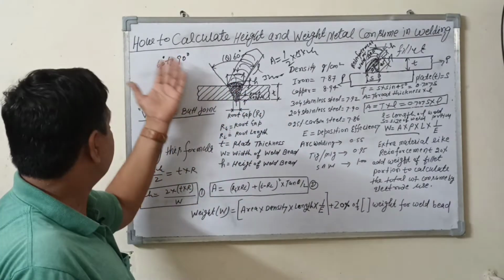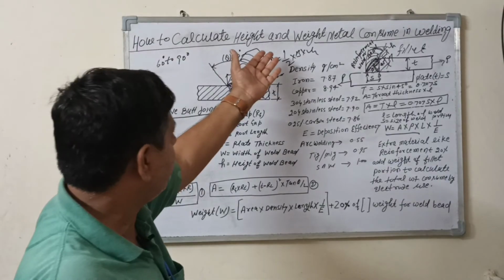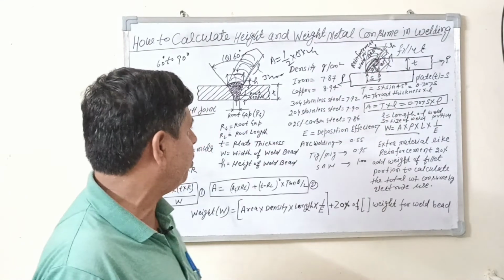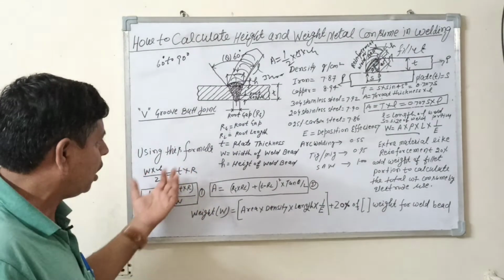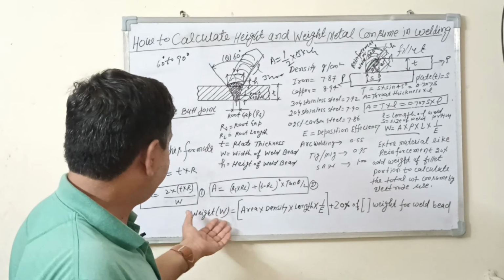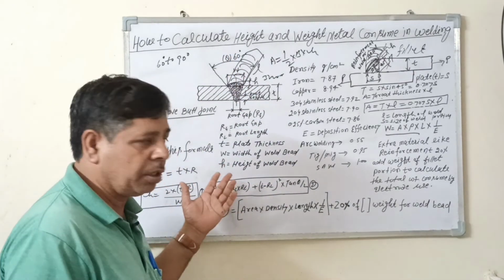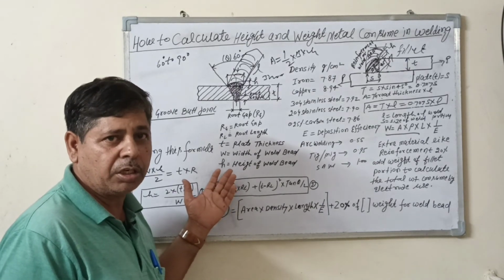So how to calculate the height of the bead and the weight of the consumed metal: different types of formulas are used to calculate the height of the bead, area, and weight of the metal consumed in this cavity. I hope that you will like my lecture. Thank you very much.